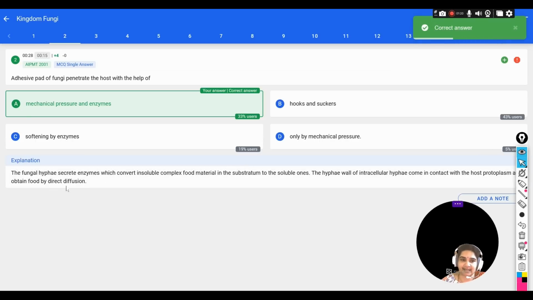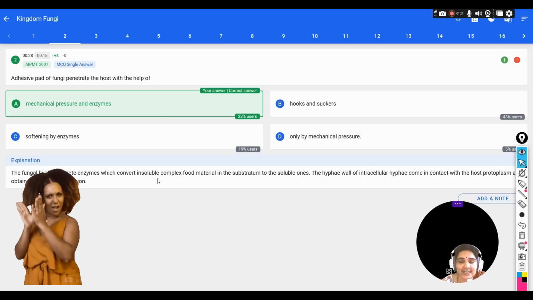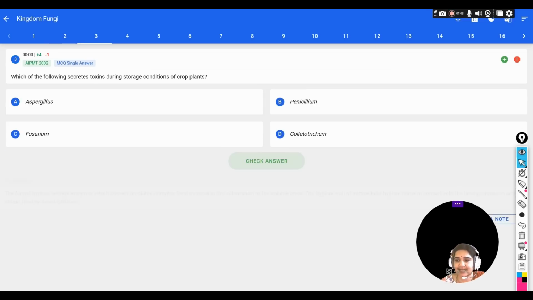Okay, let us check. Yeah, the fungal hyphae secrete some enzymes which convert insoluble complex food materials on the substratum to the soluble ones. So when the hyphal wall of the intracellular hyphae comes in contact with the host protoplasm, they obtain the food by direct diffusion. So mainly the fungi penetrate with the help of the mechanical pressure as well as some enzymes which are secreted by the fungal hyphae. So now let us see the next question.